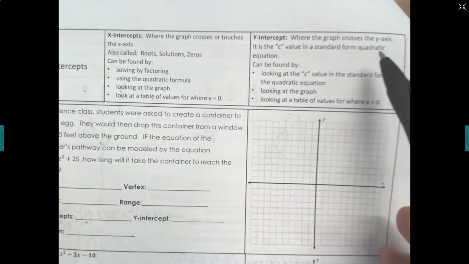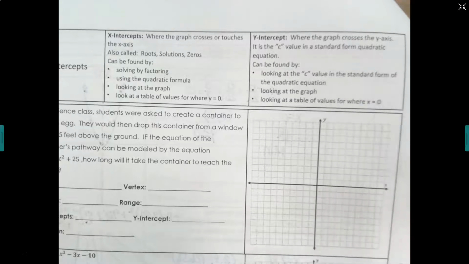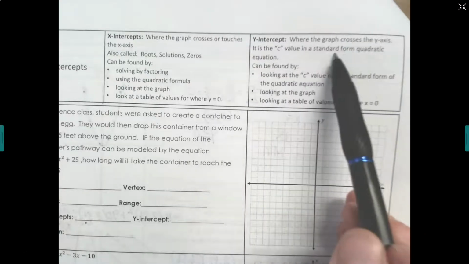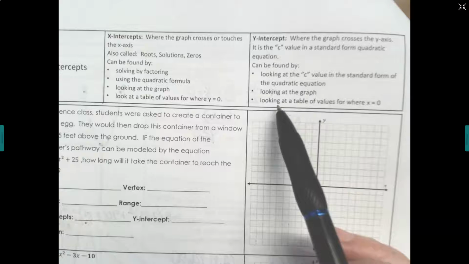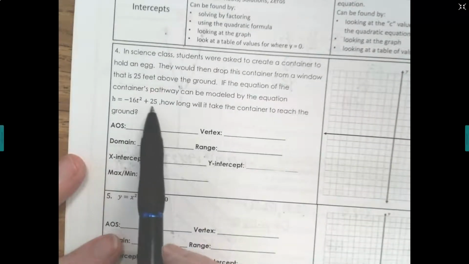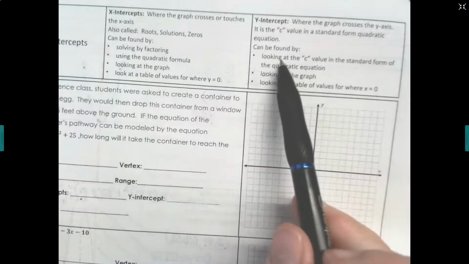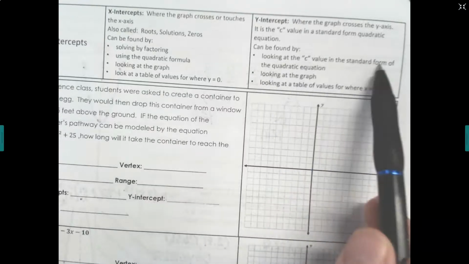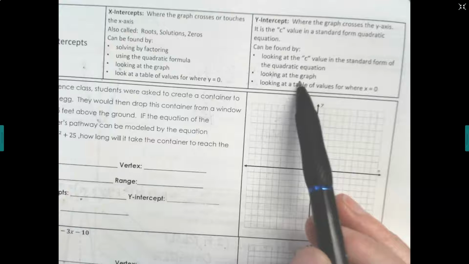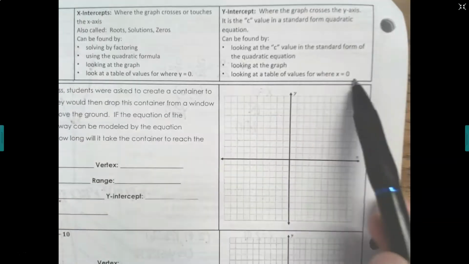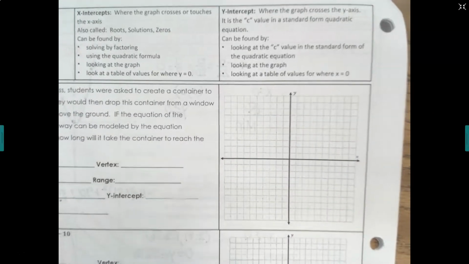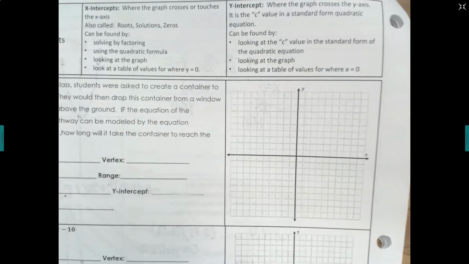Our y-intercept is where the graph crosses the y-axis. It is the c value when your equation is in standard form. Whenever you look at your standard form equation, the number at the very end, the constant, that's your y-intercept. You could also look at the graph, or at the table of values where x equals 0, and that will tell you the y-intercept. So let's keep trying some of these, and we're going to add some intercepts in.